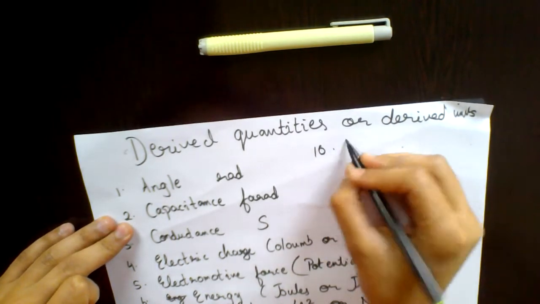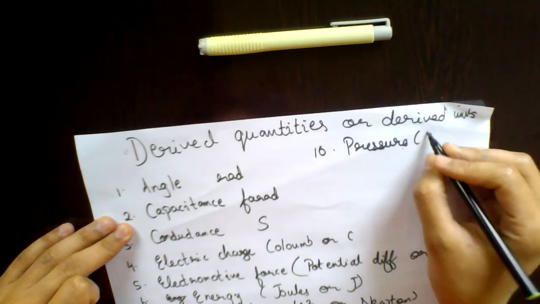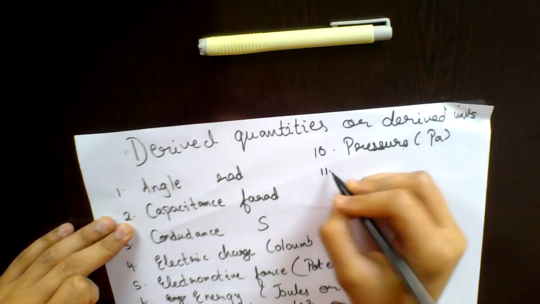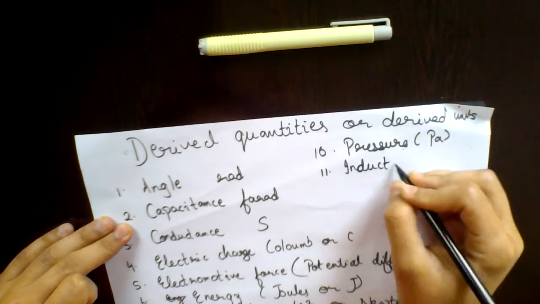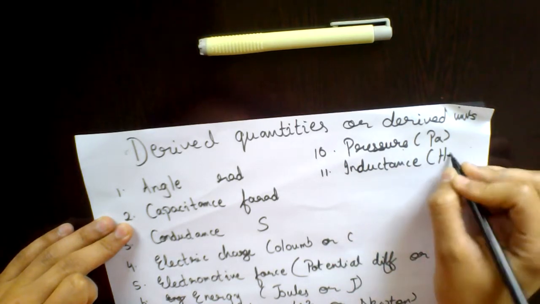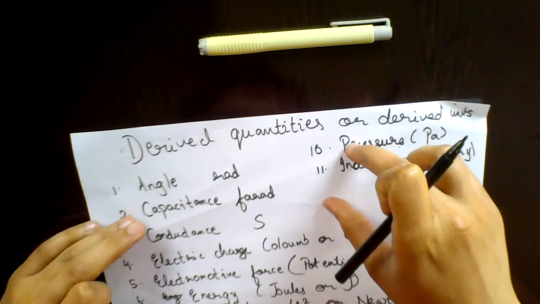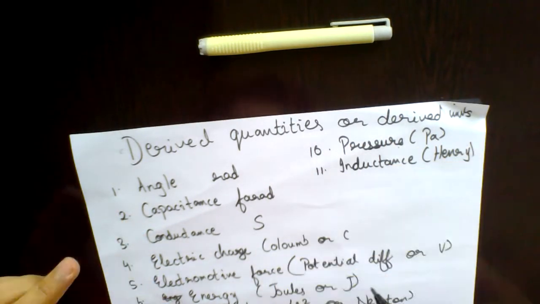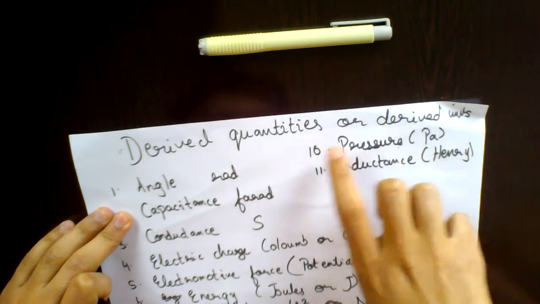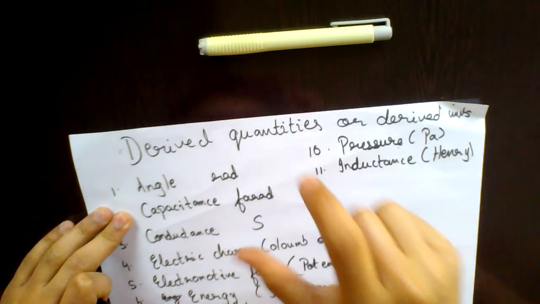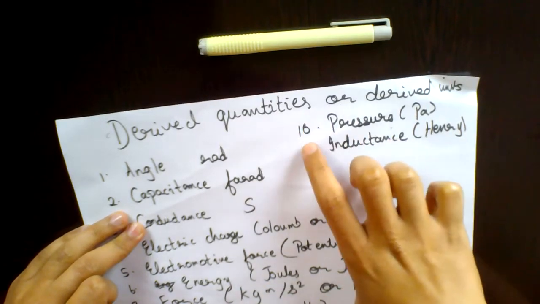You have pressure, which is expressed in Pascal. Then you have inductance, expressed in Henry. Now, as you can see, if I go on writing the derived quantities, I can go on and on. But what you have to remember is the 7 physical quantities. All the derived quantities are derived from the 7 fundamental quantities. This is the SI system of units.